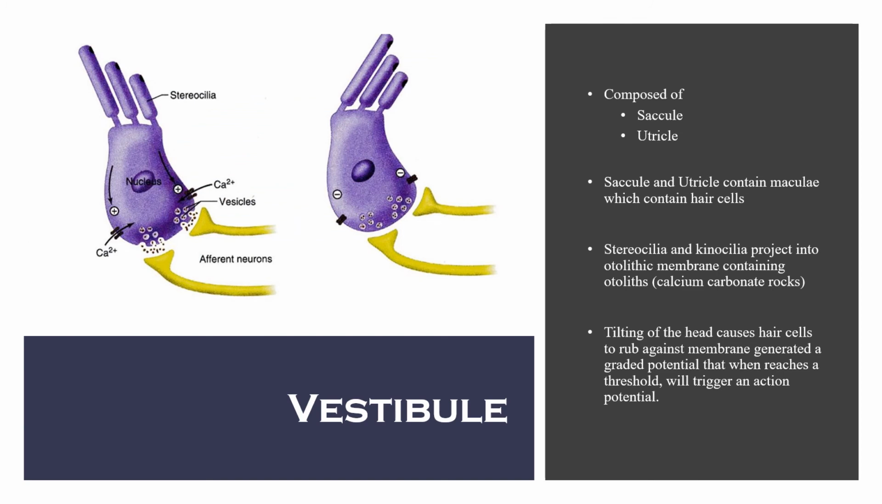Now the vestibule also contains its own set of hair cells inside what's called the saccule and the utricle. The stereocilia and the kinocilia of these hair cells project into the otolithic membrane, which contains these calcium carbonate crystals. And so when you tilt your head, it causes these hair cells to rub up against that otolithic membrane, causing a graded potential. And then once again, when that reaches threshold, that will trigger an action potential.